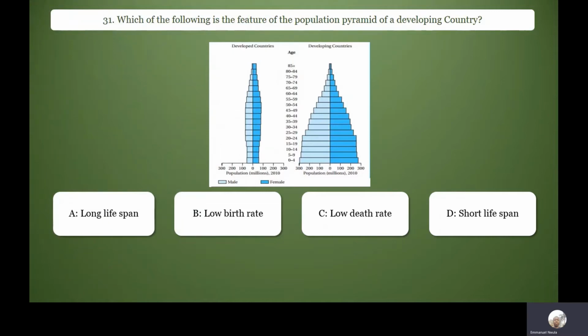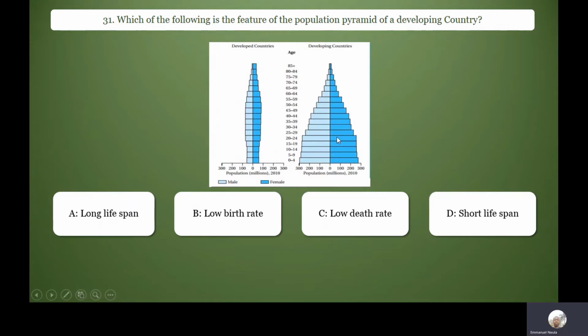Which of the following is the feature of the population pyramid of a developing country? Option D, there is a short lifespan for a developing country. The lifespan is short for individuals in a developing country.